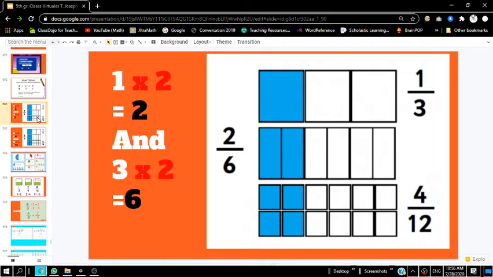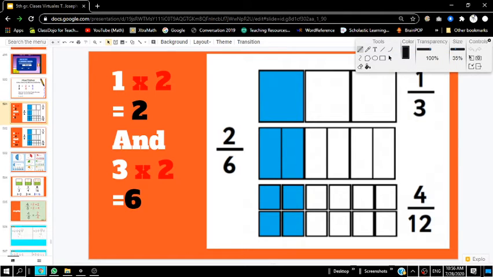If we have, for example, 1/3, and we want to change this to 12ths, we can multiply both the numerator and the denominator. 1 times 2 equals 2, and 3 times 2 equals 6. So 1/3 is the same as 2/6. You can see that on the board right here. This covers the same amount of area, so this fraction and this fraction are both the same.